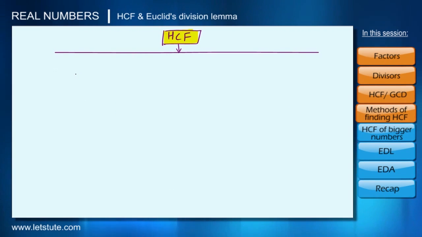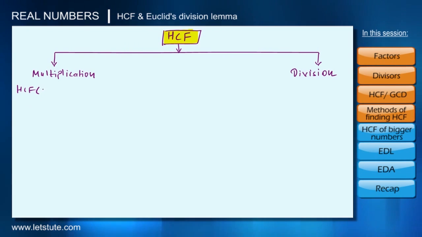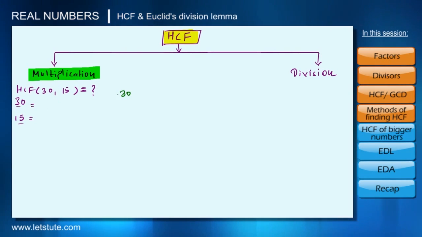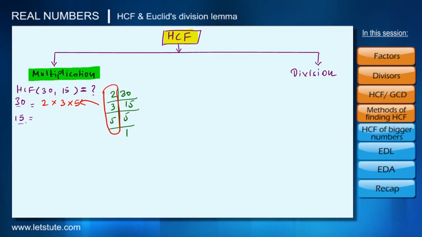So in mathematics we have two methods to find the highest common factor, multiplication and division. So let's say I want to find the highest common factor of the numbers 30 and 15. Let's first see how we can find it by the multiplication method. Here we have two numbers, 30 and 15, and we already know how to factorize a number. For example, we can factorize 30 as 2 into 3 into 5. Similarly, we can factorize 15 and we get 3 into 5.